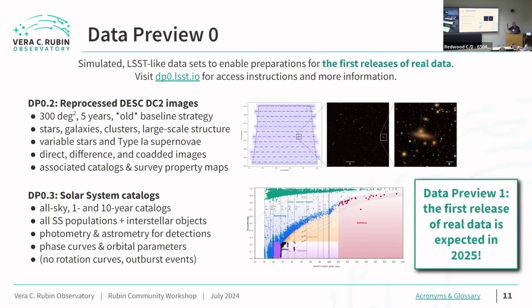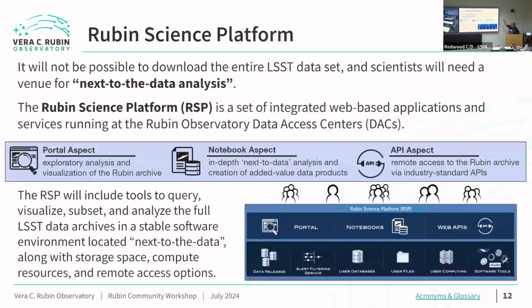And we also, looks like currently around April or May of 2025, we'll also be serving up Data Preview 1, which the current understanding is to be composed of ComCam data, which is a single raft, 9 CCDs, with various initial data from the telescope, but with the commissioning camera.